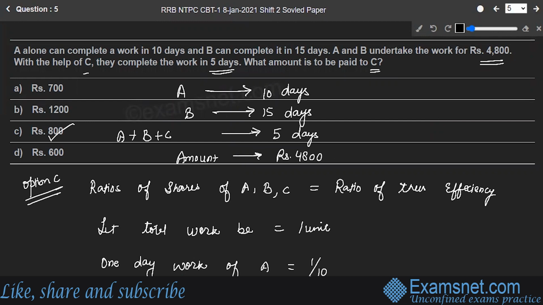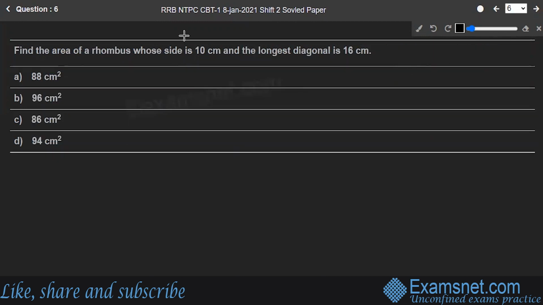Hope you got that. Let's move to the next question, number 6. Find the area of the rhombus whose one side is 10 centimeter and the longest diagonal is equal to 16 centimeter. So let's make the rhombus. Here's the rhombus.